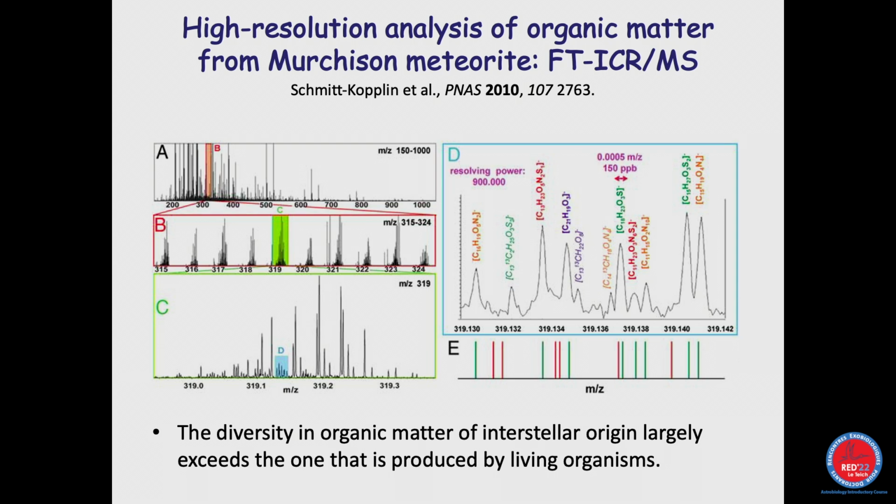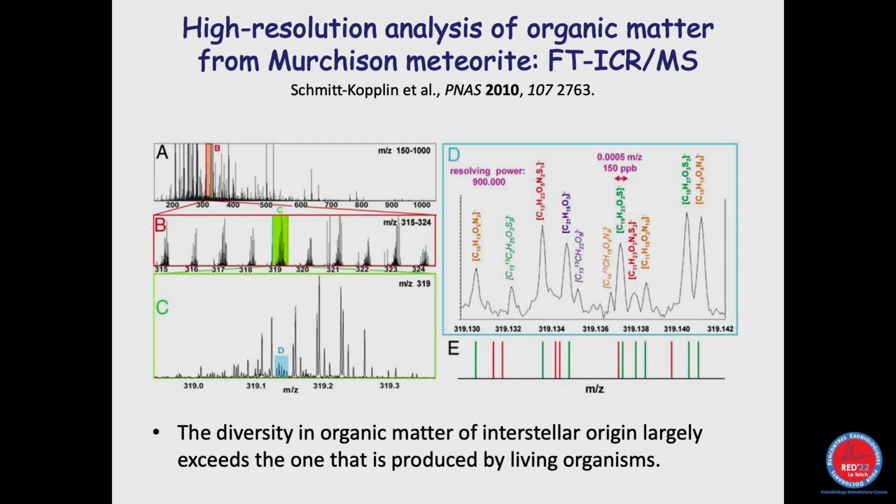And you can see here the full mass spectrum with a high number of peaks. If we focus between the mass units 315 and 324, we can see that we have several peaks for each mass unit. We can expand a little bit more here.